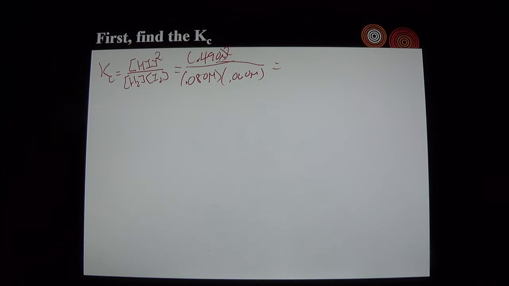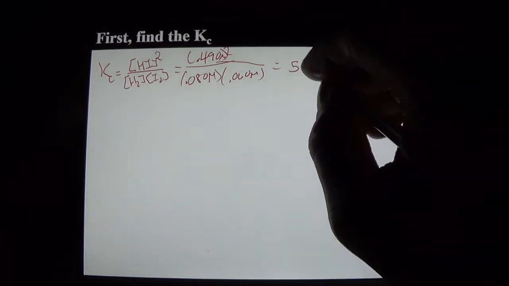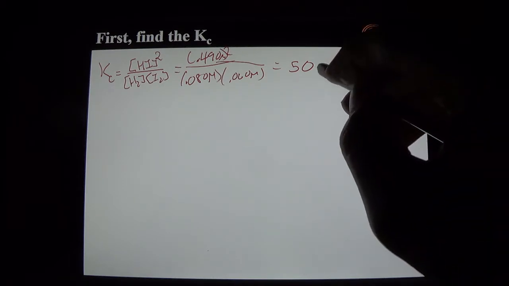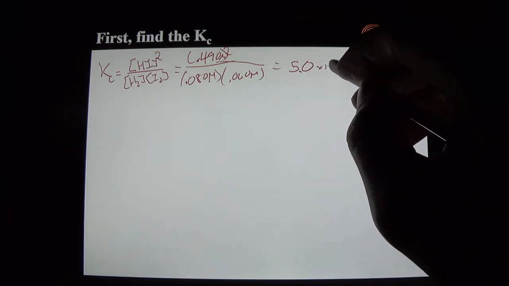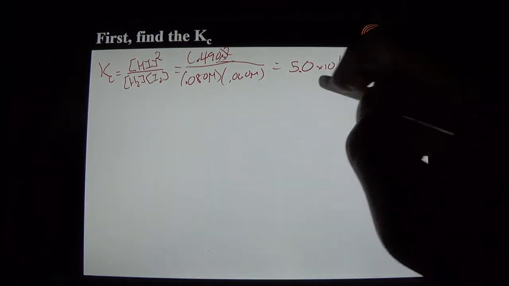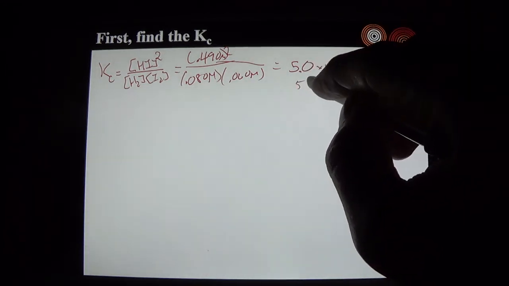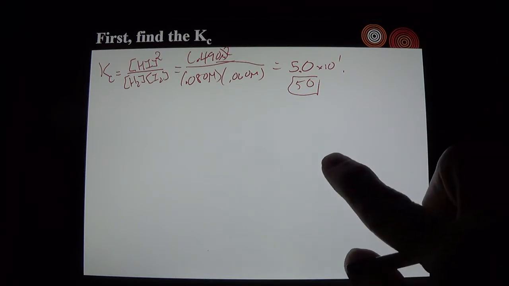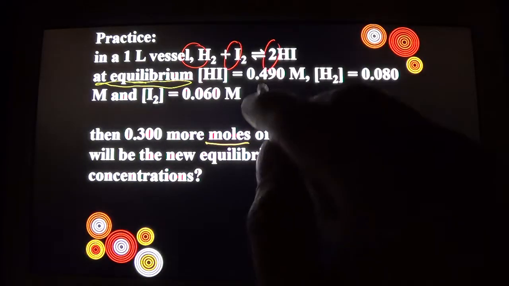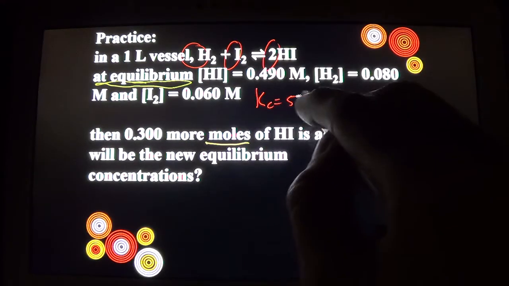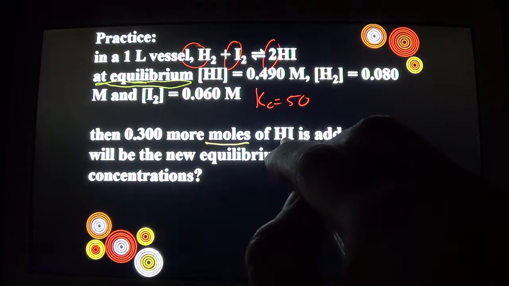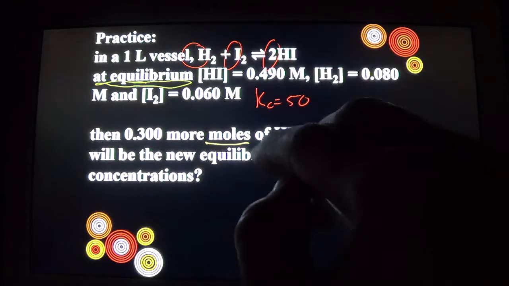Okay. I get a number, and let's just round this to 50. That's not the appropriate number of significant digits. We really should call that 5.0 times 10 to the 1 would be better. But 50 is going to work for our purposes because that's not our final answer. That's just us trying to figure things out. So what do we know so far? We were at equilibrium, and that equilibrium had a Kc of 50. Now we're adding 0.300 more moles of HI. HI is a product.